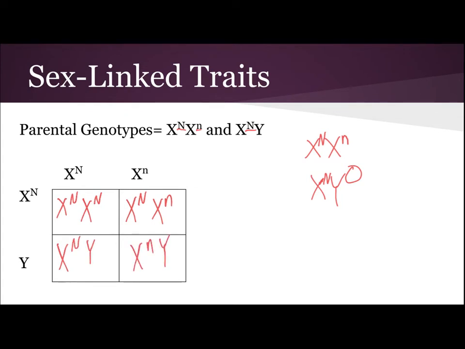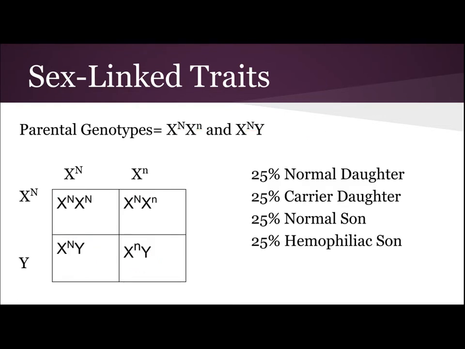And here are our results. So if we look at each of these boxes, the two XX individuals are females and the two XY individuals are males. So overall, as we'd expect in any cross between a man and a woman, there's a 50% chance of them having a female offspring and a 50% chance of them having a male offspring.